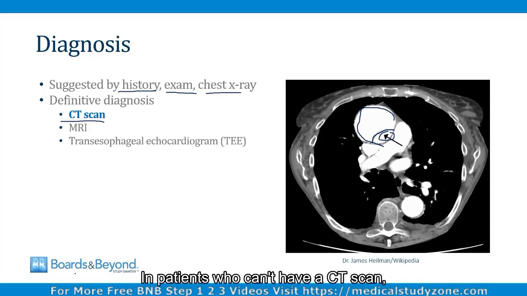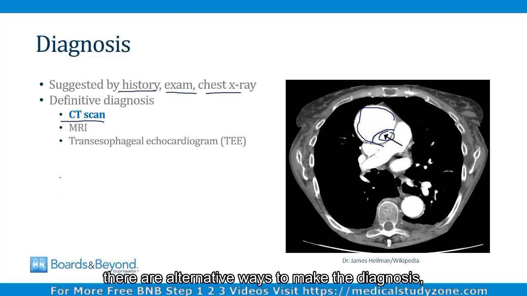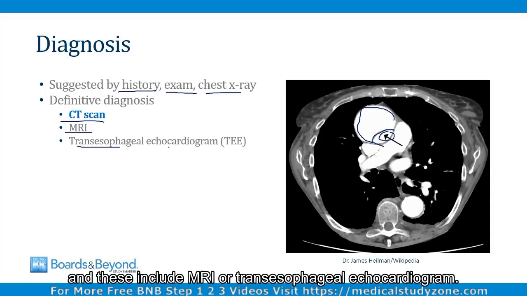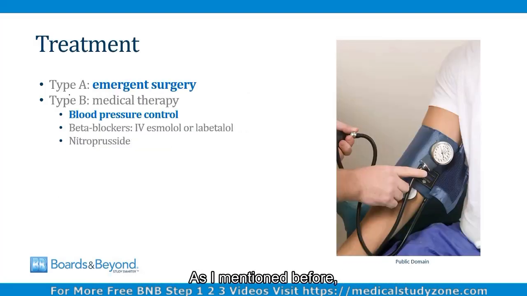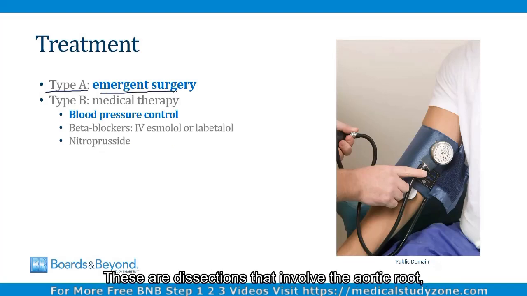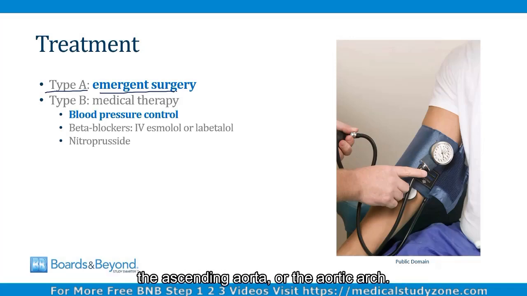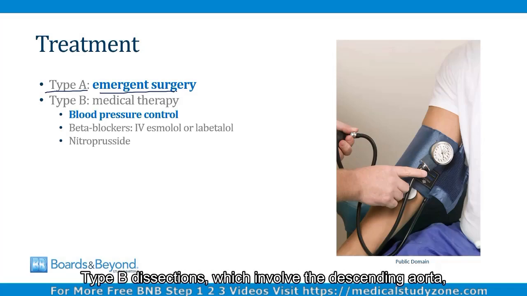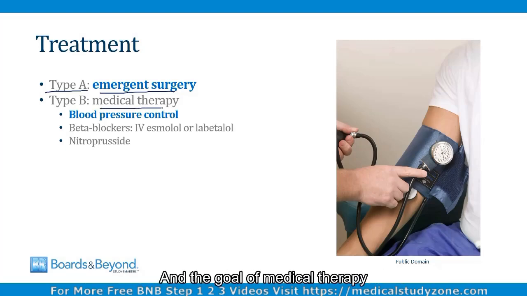In patients who can't have a CT scan, often these are patients with renal failure who can't tolerate the dye, there are alternative ways to make the diagnosis, and these include MRI or transesophageal echocardiogram. As I mentioned before, type A dissections are treated with emergent surgery. These are dissections that involve the aortic root, the ascending aorta, or the aortic arch. Type B dissections, which involve the descending aorta, are treated with medical therapy, and the goal of medical therapy is to lower the blood pressure.